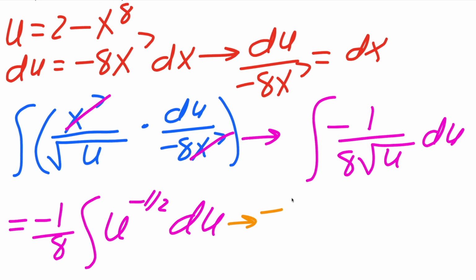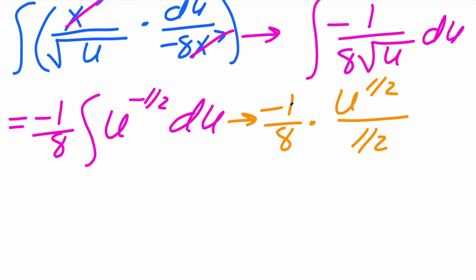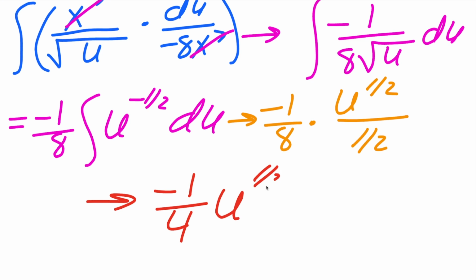Now taking the integral of this piece is pretty easy. So we're going to get our negative 1/8 times u raised to 1/2, then divided by 1/2. Because I add 1 here, and negative 1/2 plus 1 is 1/2. And then now your power is 1/2, so you have to divide by 1/2. And so we'll get negative 1/8 times 1 divided by 1/2, which gives us negative 1/4 u raised to 1/2. And it's also very important not to forget the plus c. So plus c here, also plus c here.